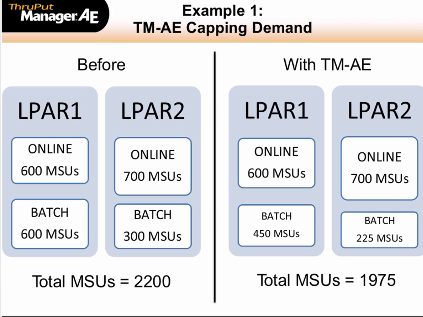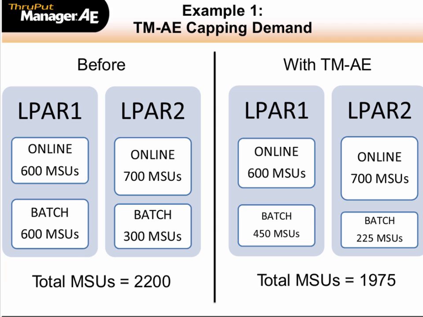Here's an example of an LPAR group with 2 LPARs, LPAR 1 and LPAR 2, with a mix of online and batch load. On the left, before using TMAE, we see that on LPAR 1, online and batch are both contributing 600 MSUs per hour to the peak rolling 4-hour average. On LPAR 2, online contributes 700 MSUs per hour and batch 300. The total peak rolling 4-hour average is 2,200 MSUs per hour.